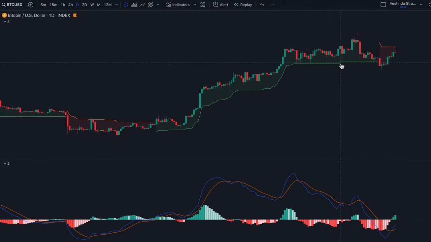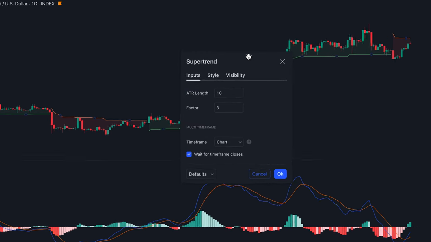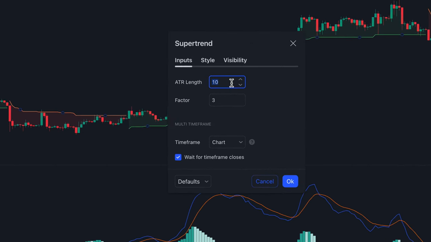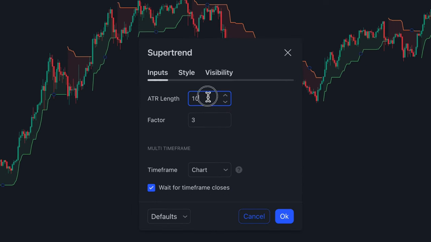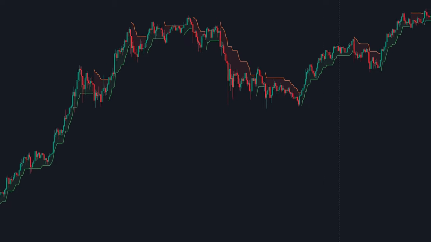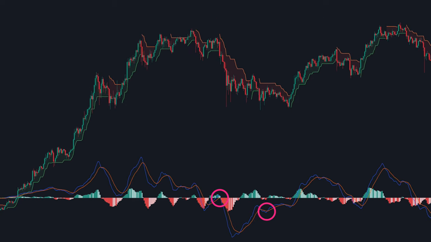The SuperTrend, calculated based on the average true range, ATR, provides a dynamic trend-following signal. When the price is above the SuperTrend line, it signals a potential uptrend, making it an invaluable addition to our strategy. We want to adjust the setting of ATR length to 5 and factor to 2. By incorporating SuperTrend, we aim to eliminate buy signals during a downtrend, allowing us to focus on opportunities with a higher probability of success.